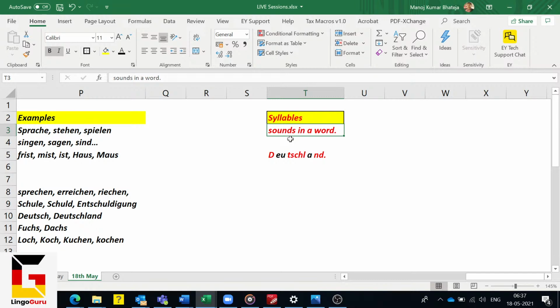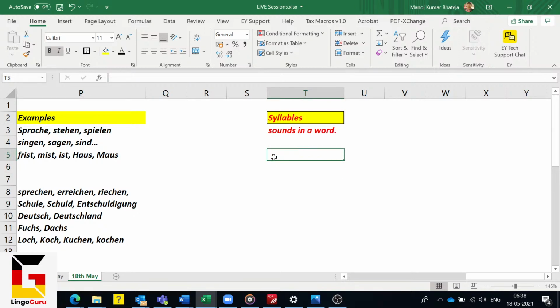If there are four vowels in a word, there are going to be four sounds. If there are two vowels in a word, there are going to be two sounds. If there are five vowels in a word, there are going to be five sounds. For example, in this word, how many vowels do I see? E, U, I, U. Four vowels. That means it is going to generate four sounds. So how do we pronounce it? Ent, schul, di, gung. You observe there are four sounds, four syllables.